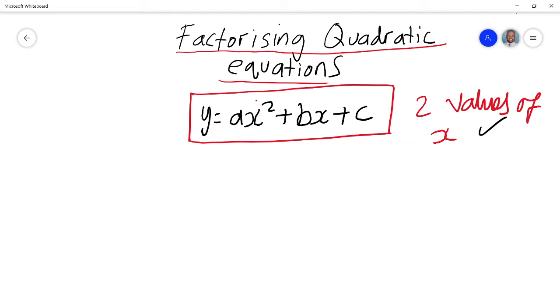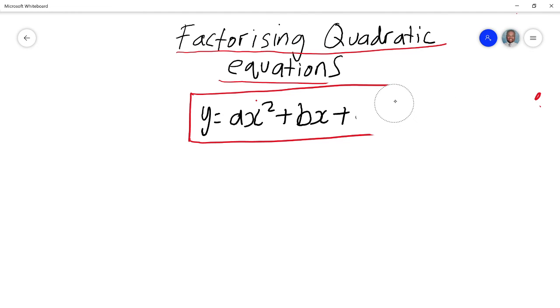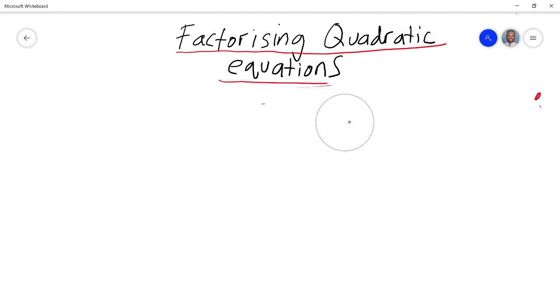With that in mind, let's look at an example. Let's look at an example of how we can solve a quadratic equation, in other words, finding two values of x.